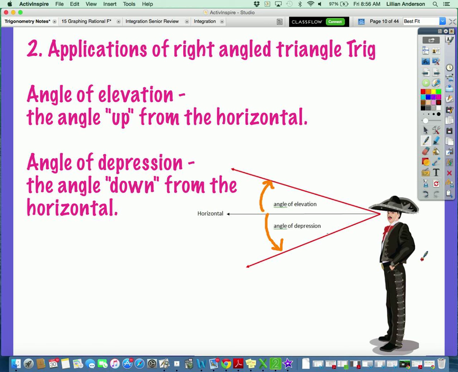As you can see, I have Senor right here. He's looking straight across. When he looks up, that's his angle of elevation. When he looks down, that's his angle of depression. Okay, so the key thing about these is to remember that it always comes from some horizontal line, and then from that horizontal line, either looking up or looking down, that is the angle of either elevation or depression that is created.